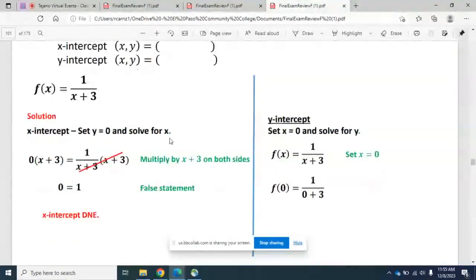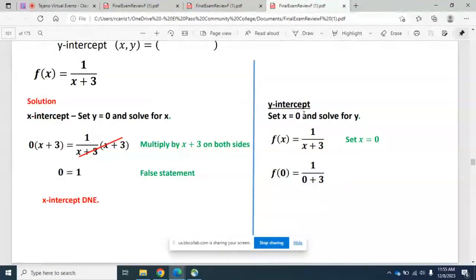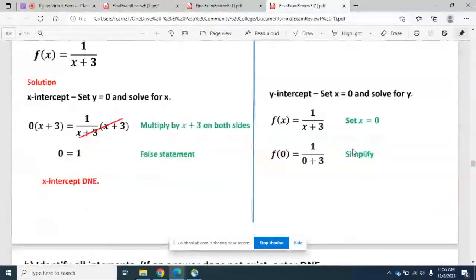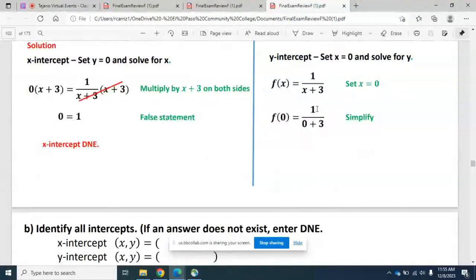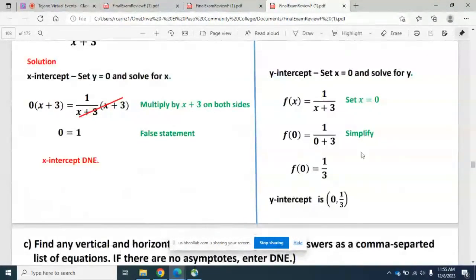So again, to find our y-intercept, we're going to set x equal to 0. So everywhere we see x, we're going to plug in 0. And when we do this, we have 1 over 0 plus 3. And 0 plus 3 is just 3, so we have 1/3. So our y-intercept, when x equals 0, y is equal to 1/3.